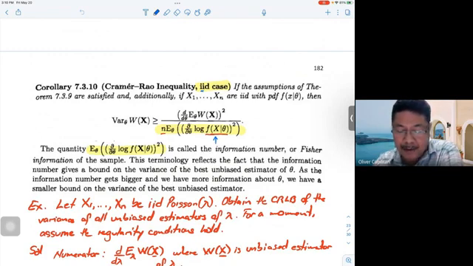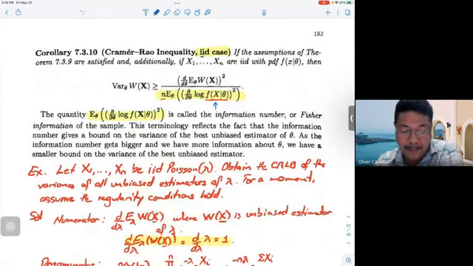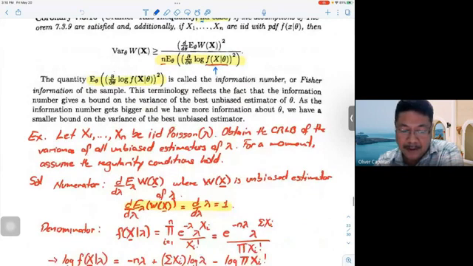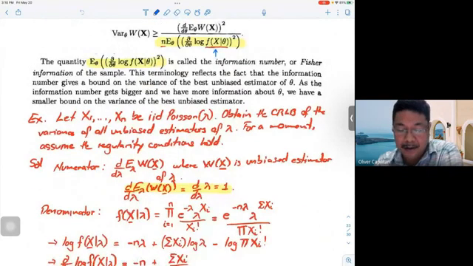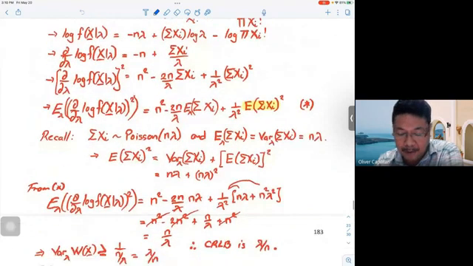The expression in our denominator in the theorem, which is the expectation of the square of the derivative of the log of the joint PDF with respect to θ, is called the information number or the Fisher information of the sample. We have an example here illustrating our theorem, assuming that it satisfies the regularity conditions, so we are able to compute the Cramér-Rao lower bound for this example using the theorem.